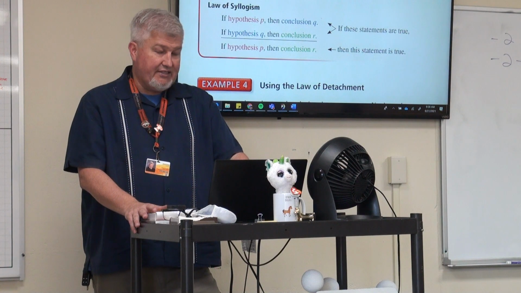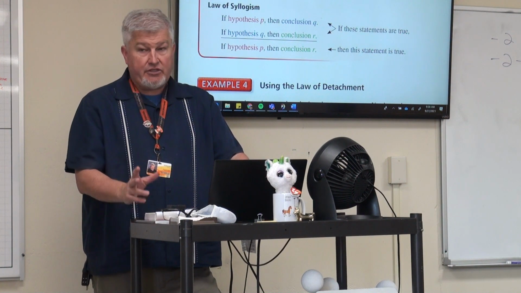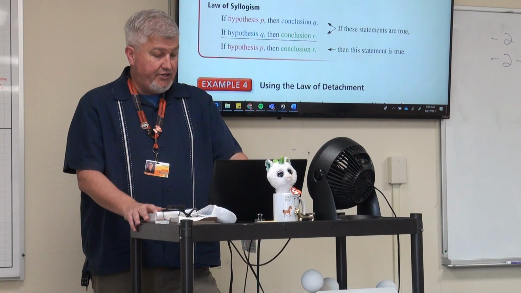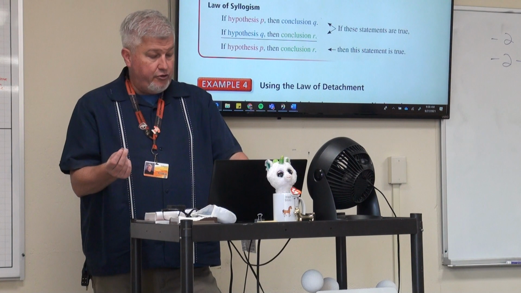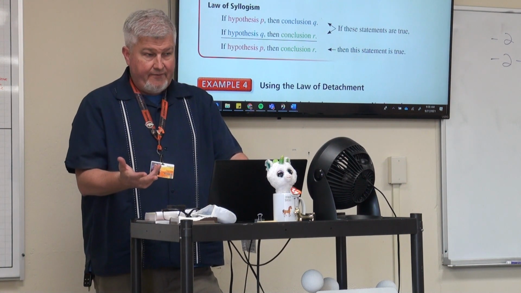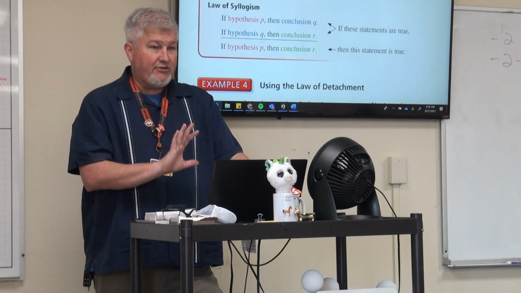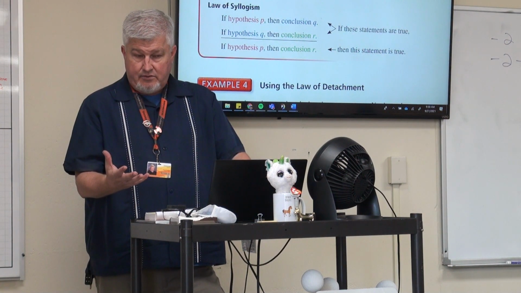Okay, the law of syllogism. If hypothesis P, then conclusion Q. If hypothesis Q, then conclusion R. And if those two statements are true, then if hypothesis P, then conclusion R. Okay, and again, right now it's just defining it. When you see examples, it will make more sense.